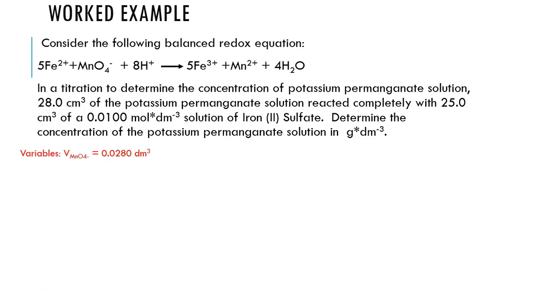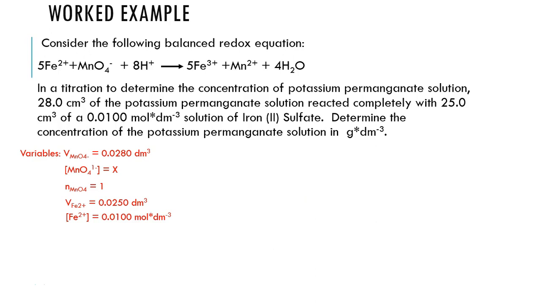So the first thing we'll do is list our variables. The problem tells me that the volume of permanganate is 28 cubic centimeters, which is 0.0280 cubic decimeters. It asks us to solve for the concentration of permanganate, so we'll call that X. Now N, or the number of moles of potassium permanganate in the equation, is 1. The volume of iron 2 ions is 25 milliliters, or 0.0250 liters.